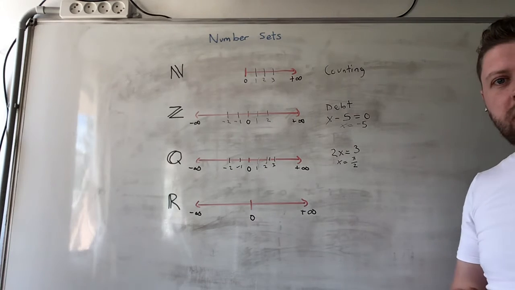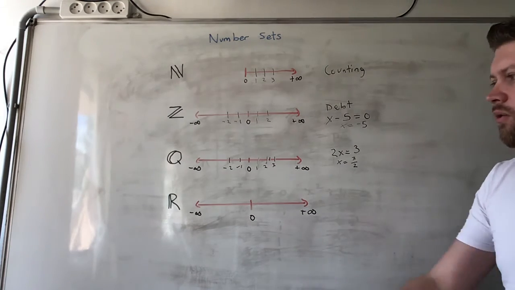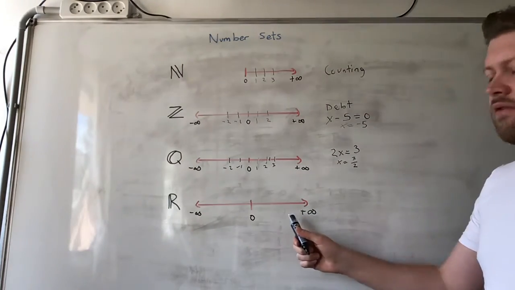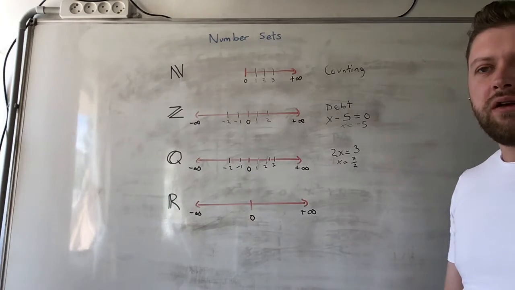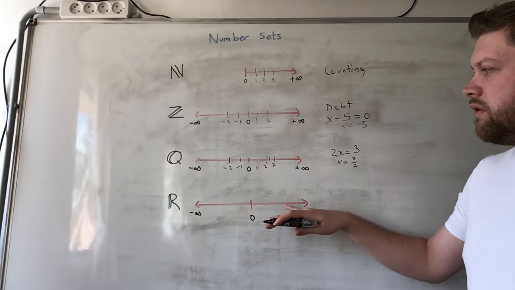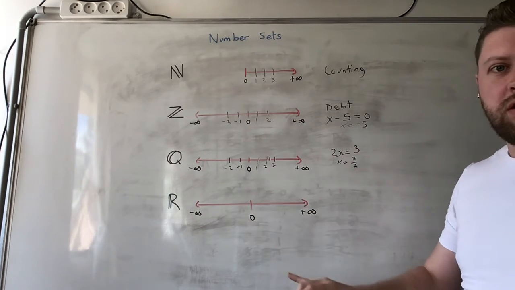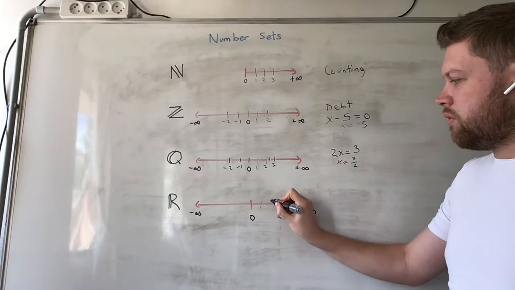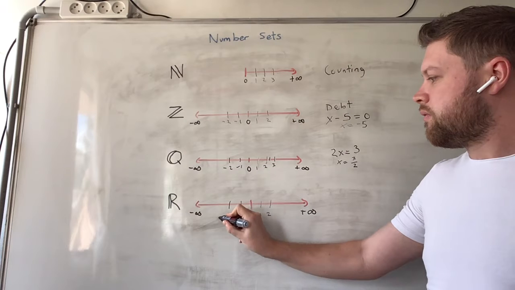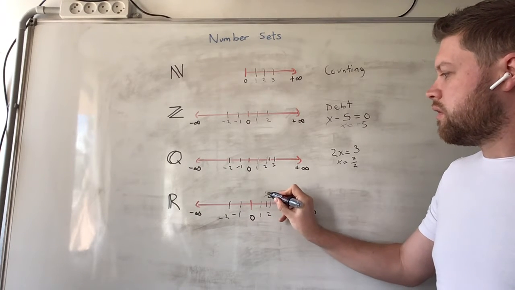And the last number system to be developed before complex numbers was the real numbers. This is essentially everything on the real number line, here on this number line. It includes the natural numbers, the integers, and the rational numbers. So all whole numbers, all negative numbers, all fractions, half, and so on.